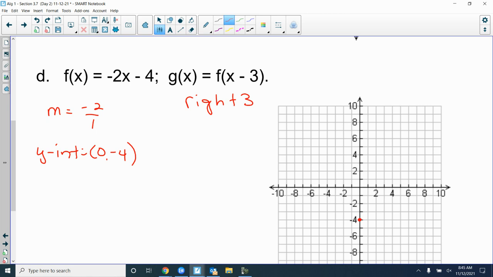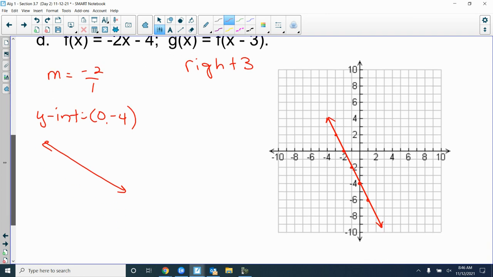So I go to 0, negative 4, put a dot. And you go, all right, negative slope. Remember, that goes downhill. So if I go up, I got to go to the left. Up 2 to the left 1. Up 2 to the left. And I can go down 2 to the right. And I'm going to connect, and got that line. All right, we said right 3. Take each point. If you haven't already done so, do it now. Move it right 3.